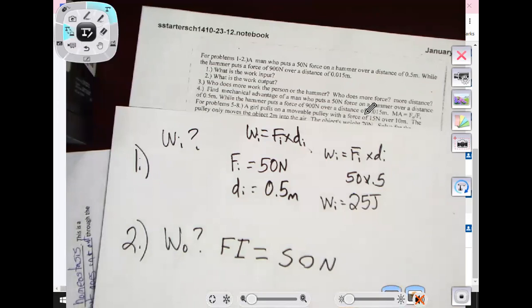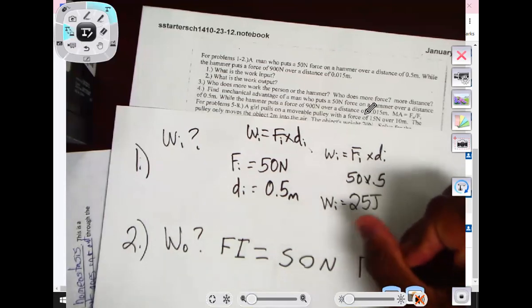All right, perfect. What else do we know? We know that force on the hammer is over a distance of 0.5 meters. Who does that force over 0.5 meters? Is that the machine or the man? He does a force of 50 Newtons over that distance, so it's not the machine, it's actually the man. So the distance input is 0.5 meters.